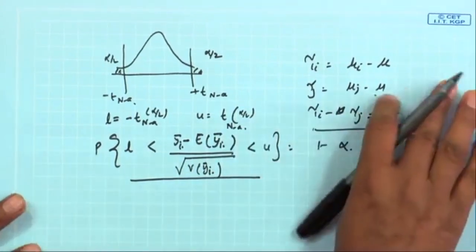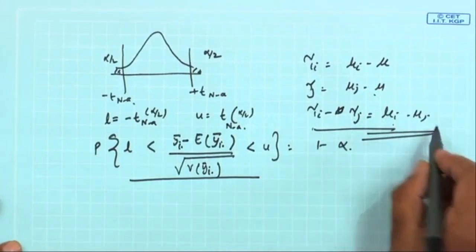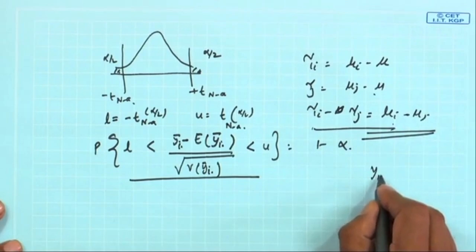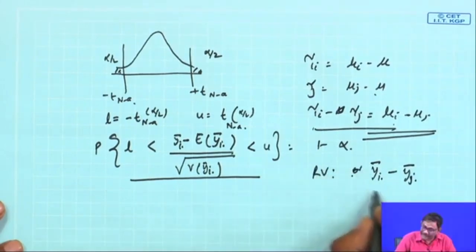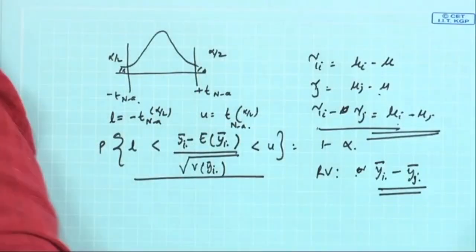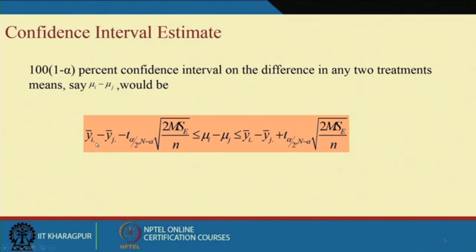Okay. So, if you want to know the difference between two treatments, then what will happen? What is the estimate of mu i minus mu j? That will be y i dot bar minus y j dot bar. This will be our random variable of interest, and its standard deviation you will compute the same way, and you will find that y i dot bar minus y j dot bar minus t alpha by 2 n minus a times root of 2 MSE by n is less than or equal to this, which is less than or equal to y i dot bar minus y j dot bar plus the same term. Why is 2 MSE by n coming? Because you have sigma square by n plus sigma square by n, because of the difference between these two.